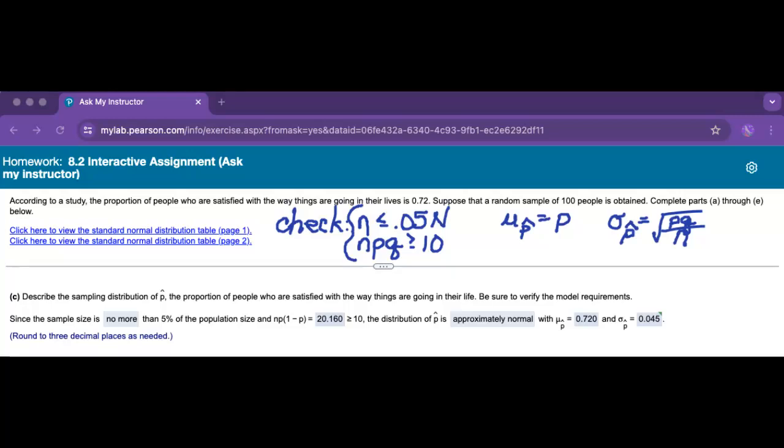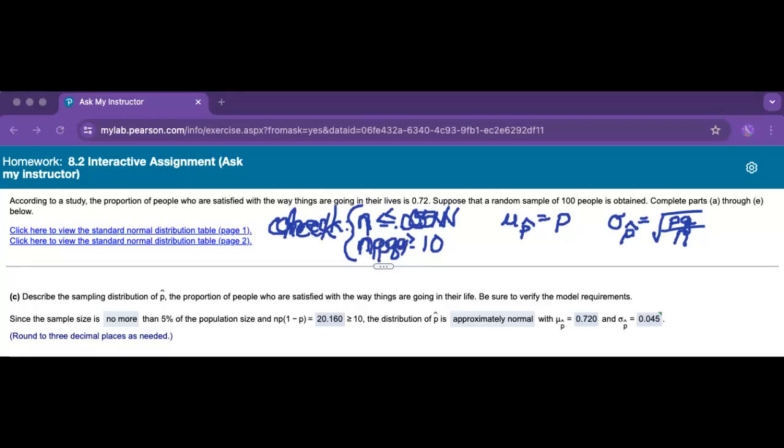So when we describe a p-hat distribution, there's two things that we need to check. First of all, we have to check what's the sample size in relationship to the population size. So we always want the sample size, that's a lowercase n, to be less than or equal to 5% of the population. Well, we're assuming that here we've got a population of people, so we're assuming that's a big group, so that's okay.